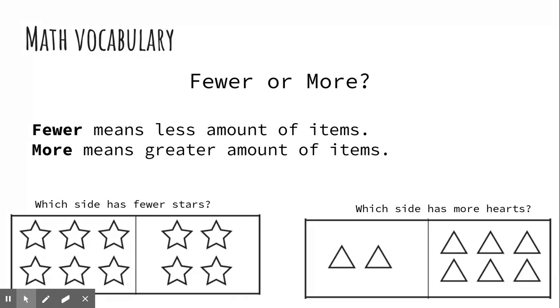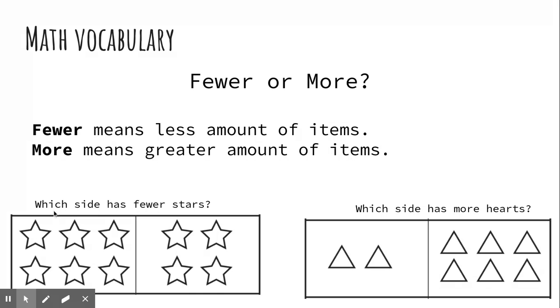Before we get to that, though, let's take a look at some math vocabulary. These two words are really important when you're especially working on word problems. Those words are fewer and more. Okay, fewer means less amount of items. Okay, and more means a greater amount of items.